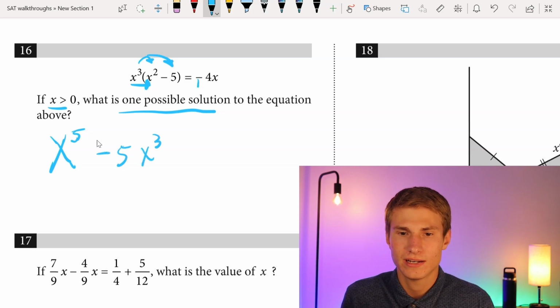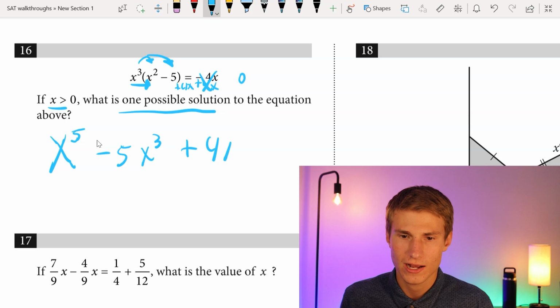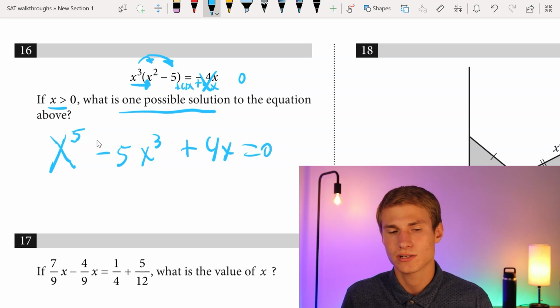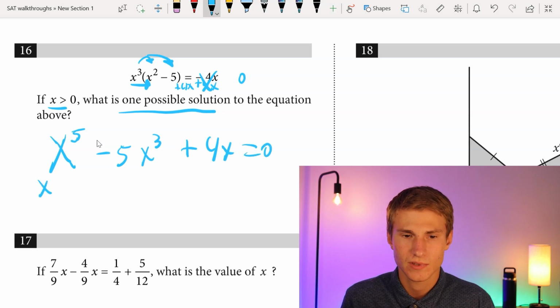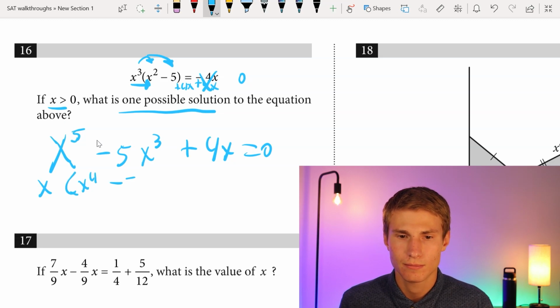And then I'm going to also go ahead and add 4x to each side so I can set this equal to 0. Okay, so that's going to cancel. I'll be left with 0 over there. So plus 4x is equal to 0. From here, what I can do is go ahead and factor out an x. So when I do that, I'm going to have x times the quantity x to the 4th minus 5x squared, and then plus 4.